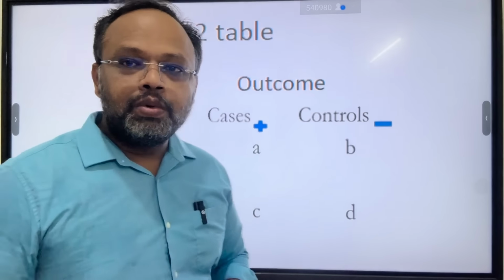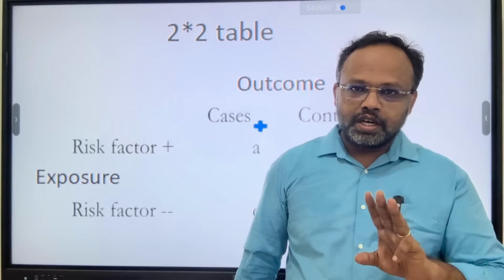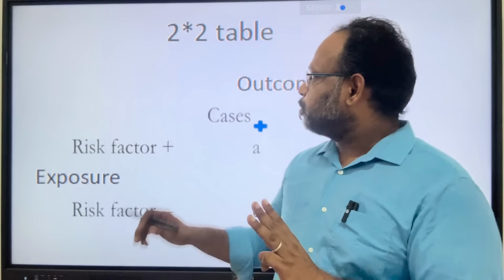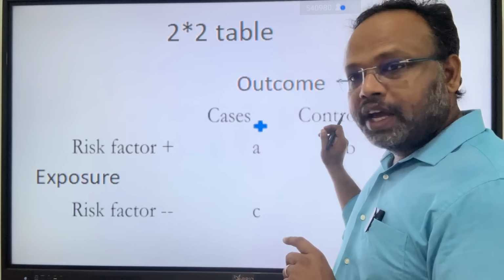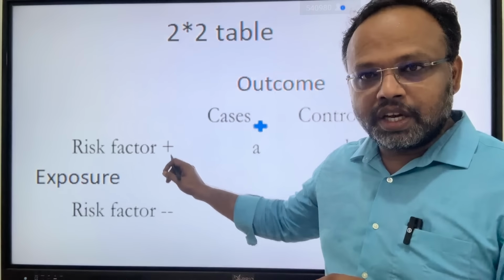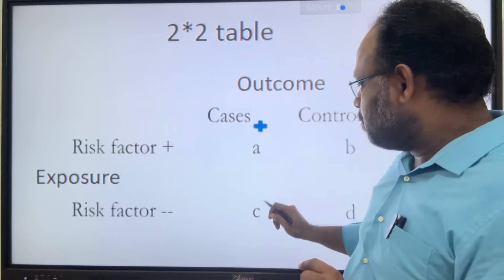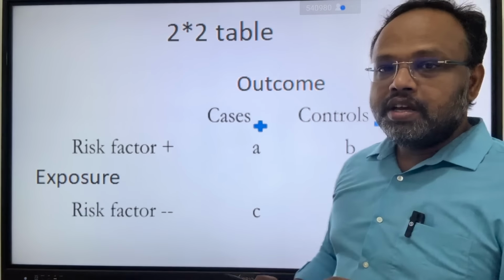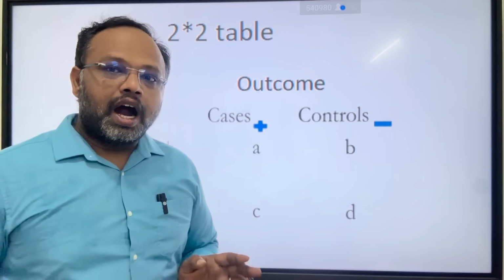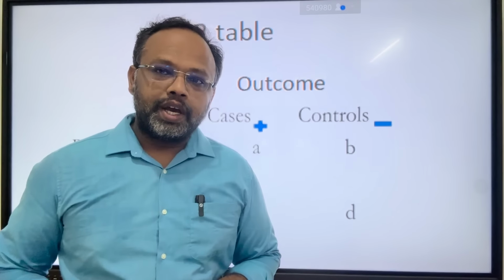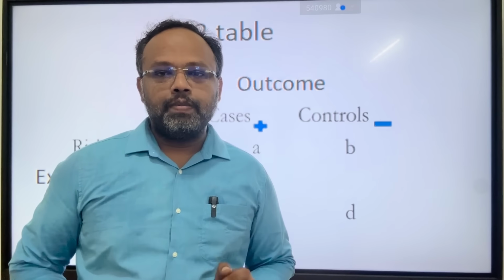Then we have seen about the construction of the 2x2 table. That is very important. Here I have mentioned about the 3 rules. That is, outcome should be on the top, exposure on the side, always positive first, negative next, then A, B, C, D. It is not A, B and C, D. It is A, B and C, D. With these 3 rules, we calculate the odds ratio by AD by BC and relative risk by incidence among exposed divided by incidence among unexposed. That is A by A plus B divided by C by C plus D.